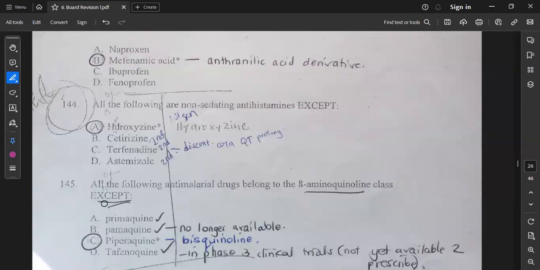Okay. So we are at 145, right? All the following antimalarial drugs belong to the 8-aminoquinoline class, except primaquine, palmaquine, piperaquine, and tafenoquine. So quinolines, the chemistry of quinolines, can someone take us through that? SAR, classes.